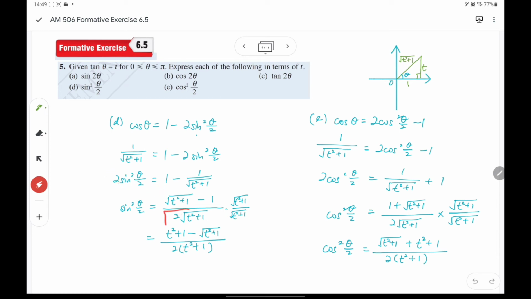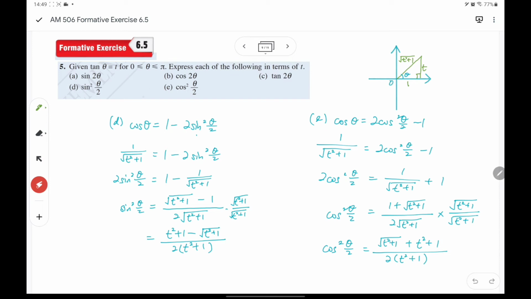So our denominator is yet to be rationalized. So we multiply the root of t square plus 1 on top and below, so that our denominator now becomes 2 times t square plus 1. And on top we will get t square plus 1 minus root of t square plus 1.